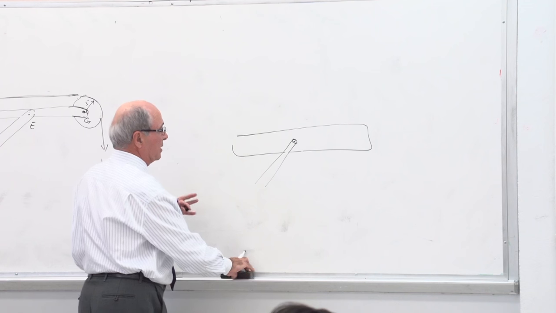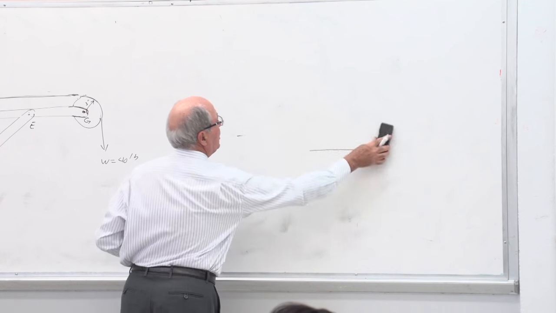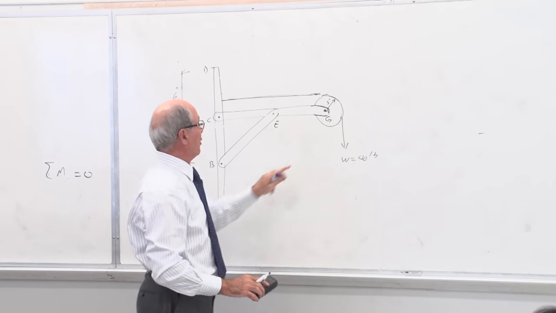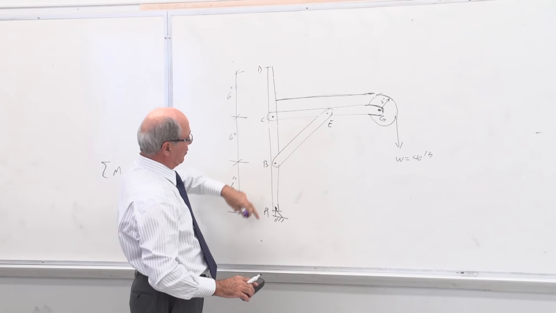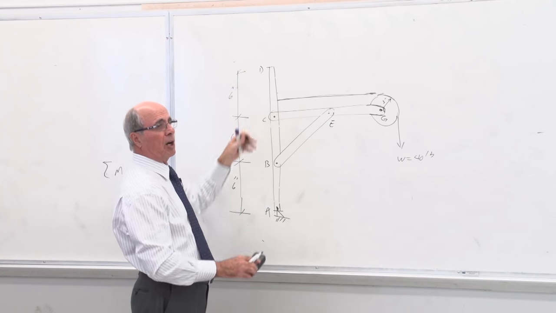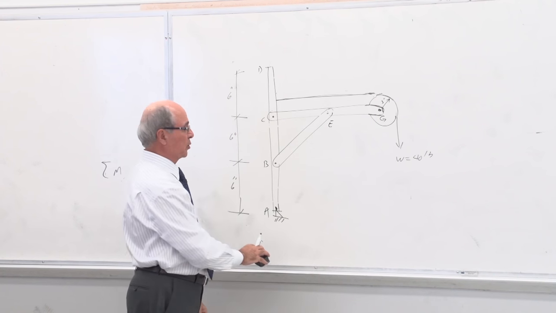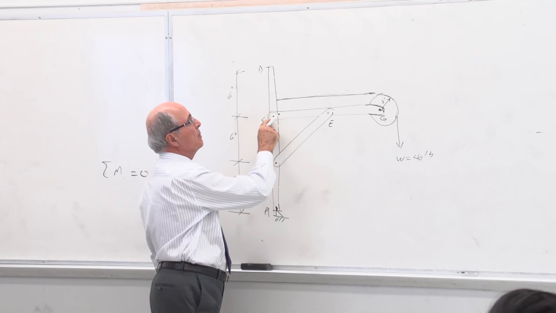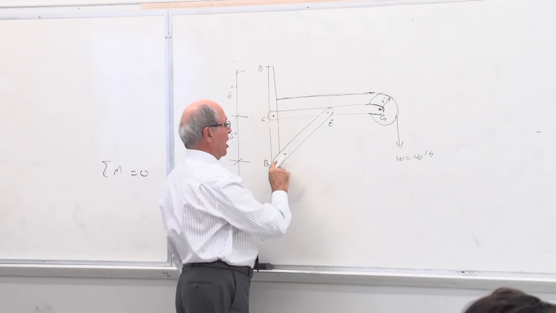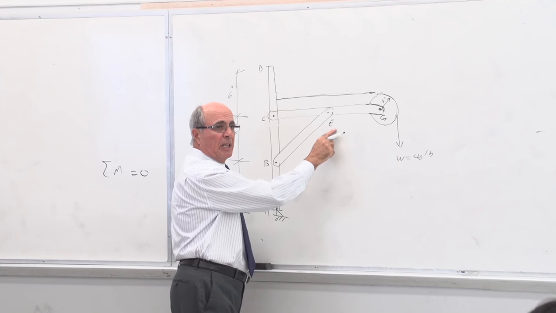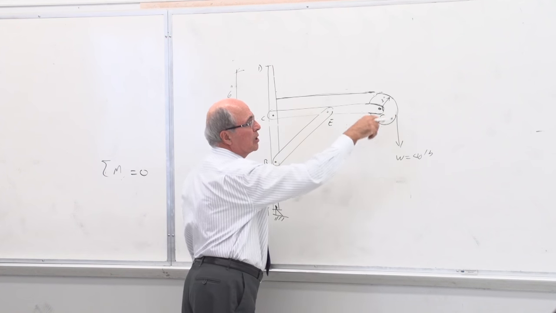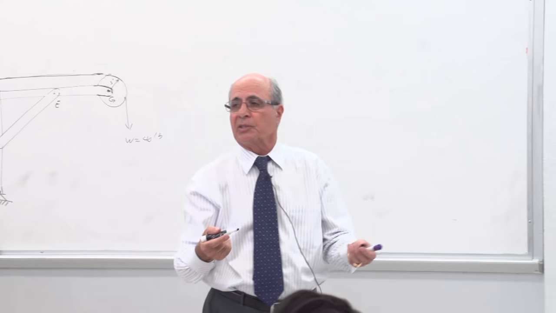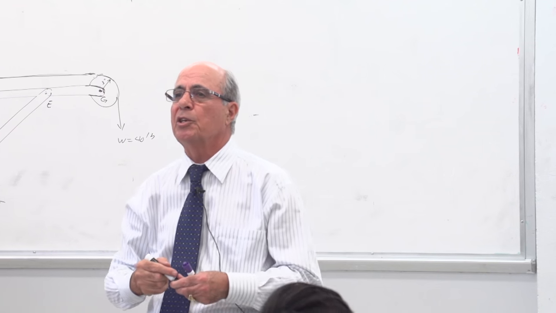So with that in mind, there is a member CEG, yes or no? What about this one? Notice, this is one piece. Is that correct? These two are attached on top of them. So we have member ABCD, member CEG, and member BE. And also, you can consider the pulley as the fourth member. The pulley is also a member, but it's not a straight line. So it is the fourth member.